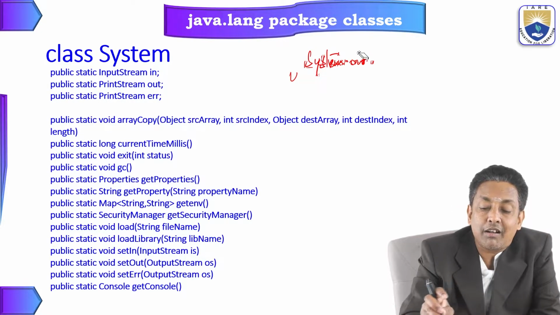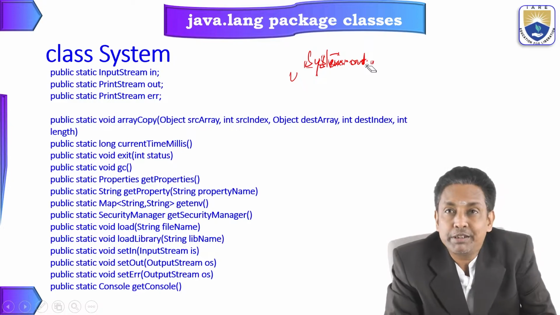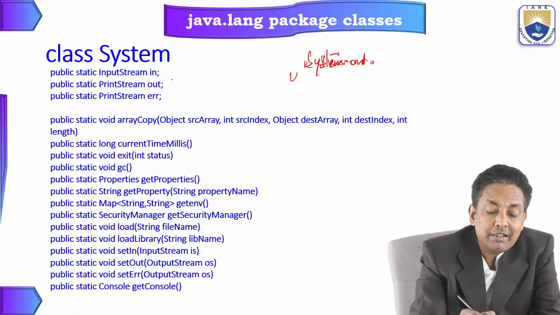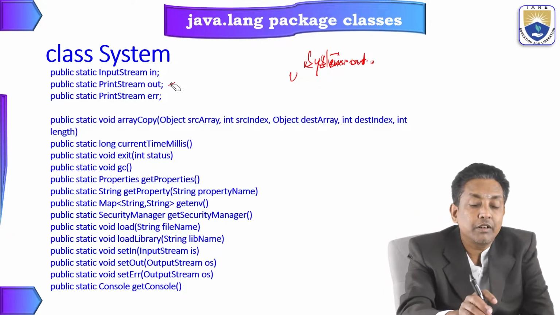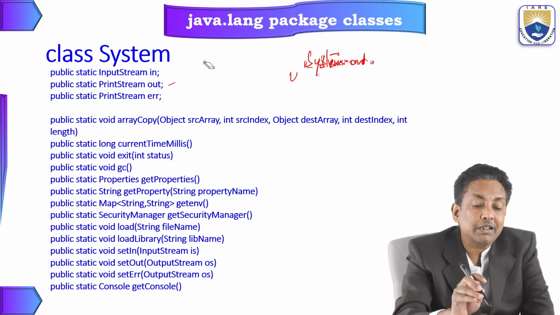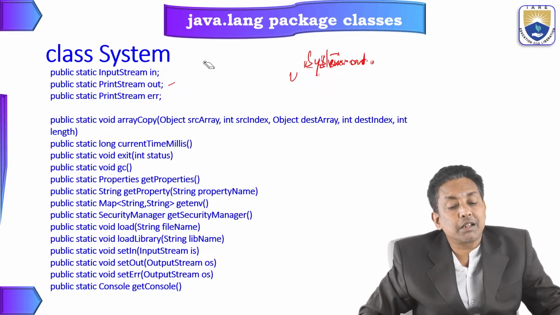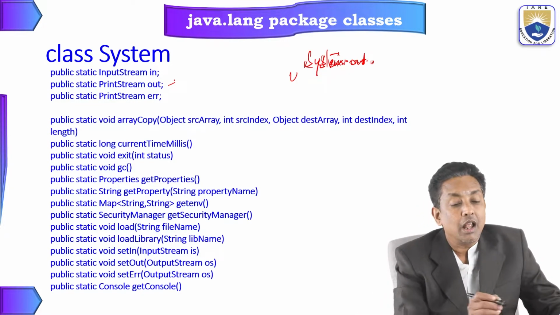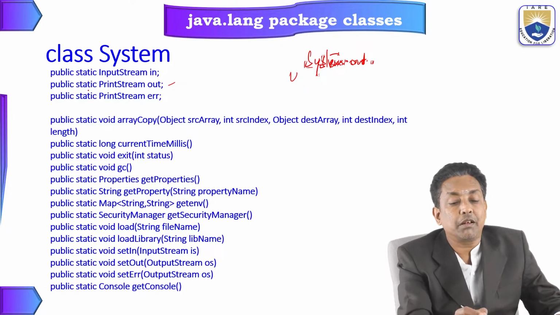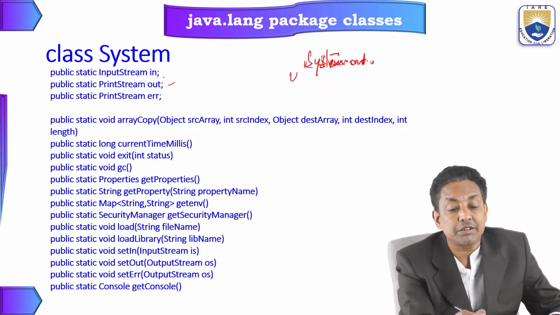But it is not a plain variable, it is an object reference of the PrintStream class. The PrintStream class object reference name is out. Because it is a static variable, or static object reference, we are calling it System.out.